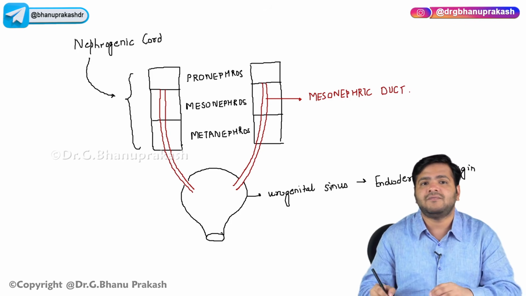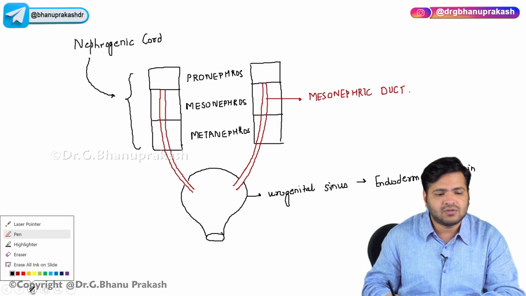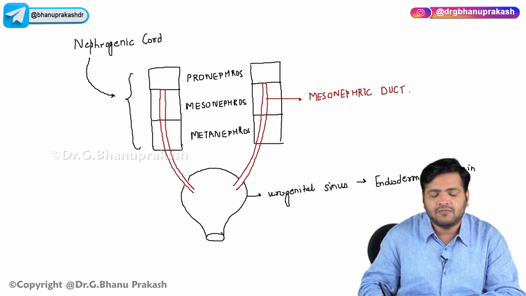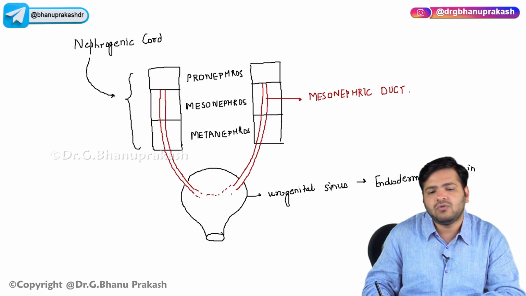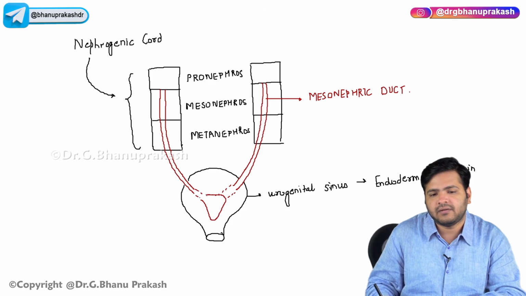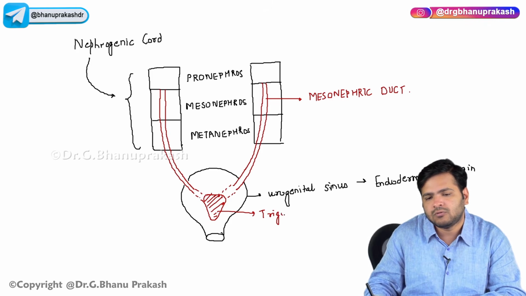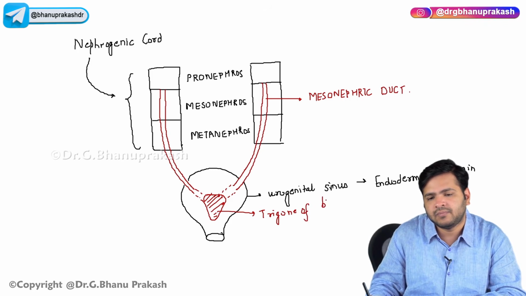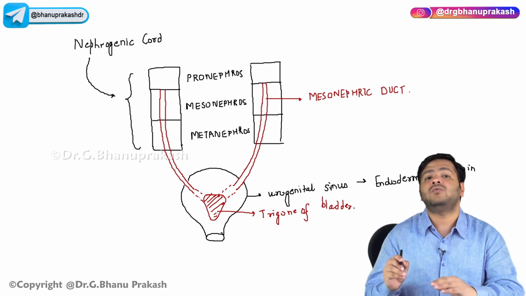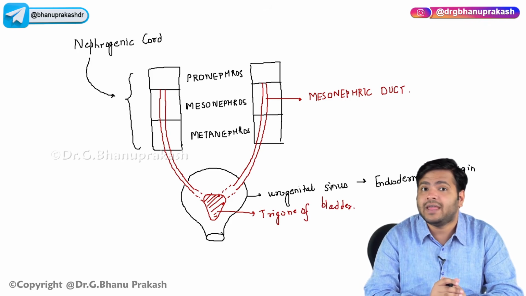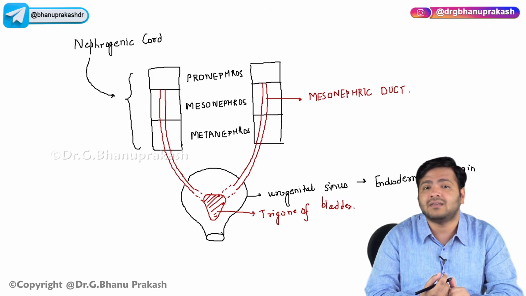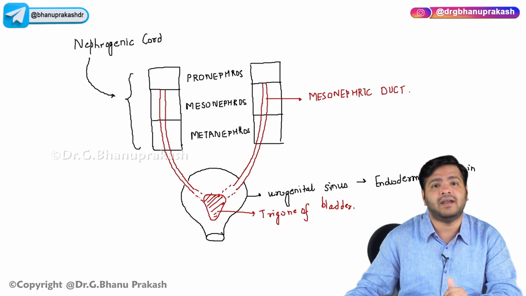And yes, the mesonephric duct, once it enters the urogenital sinus, it will form the trigone of the bladder, right? So the one which I am highlighting right now is called the trigone of the bladder. Now, if I ask you, the trigone of bladder, is it mesodermal or endodermal? Yes, it is mesodermal in origin because it is the mesonephric duct which is forming the trigone of the bladder.